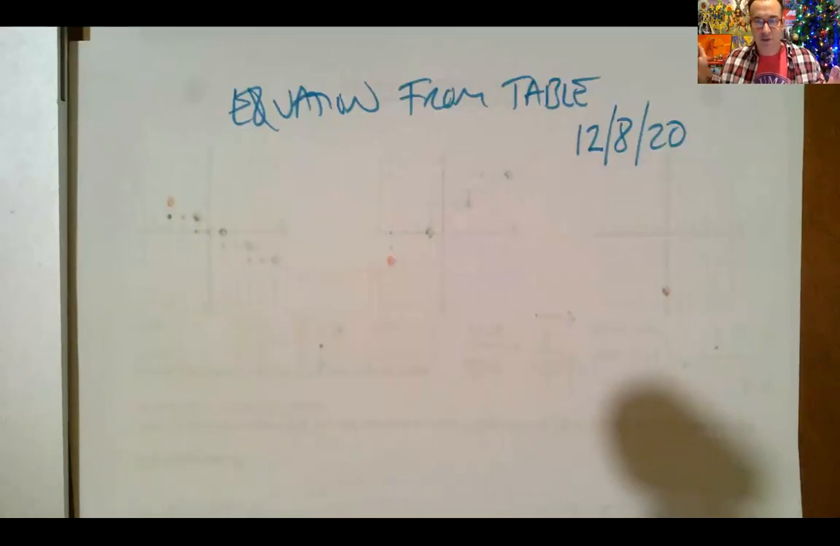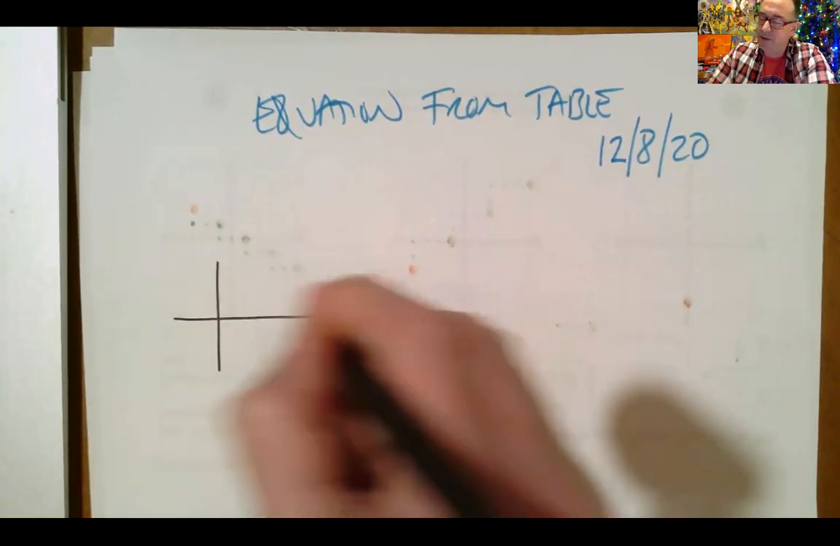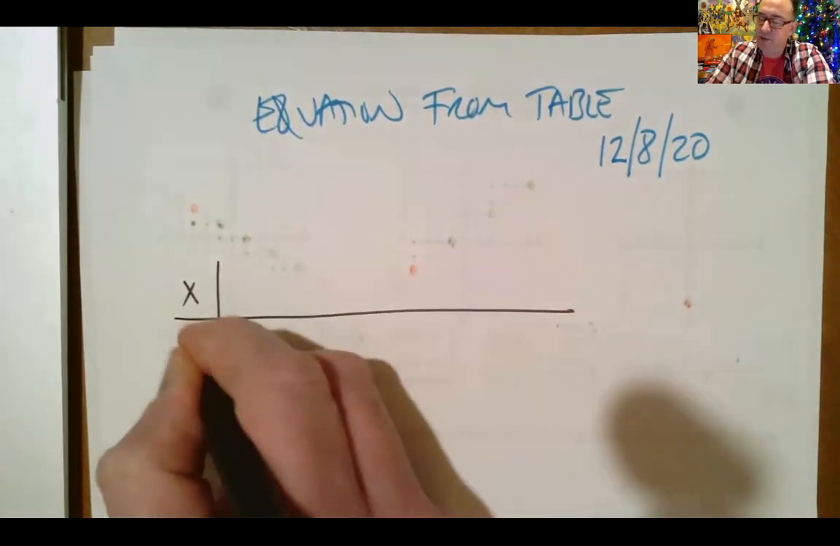Okay, talking about finding the equation of a line from a table. What I want to do first is write a table for us to use as we're talking about this. We're going to do a little bit of observation. Here's my X, here's my Y.